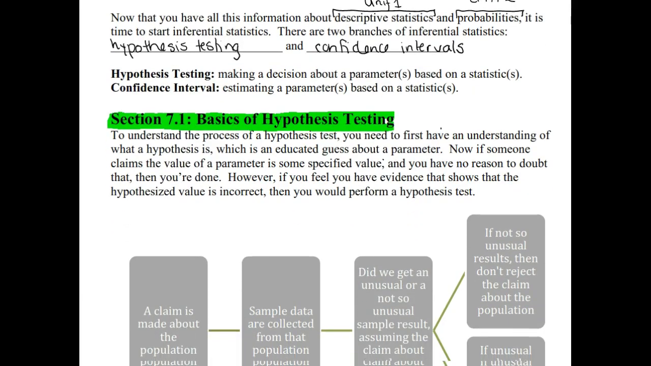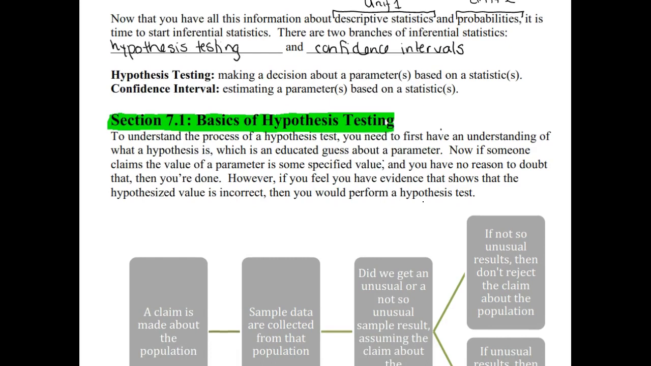So 7.1 is just going to focus on the basics of hypothesis testing. There are a lot of new terms in section 7.1, but they're actually words to identify pieces of this hypothesis test that we've already seen in the last couple chapters. We just didn't have these names attached to them yet. To understand the process of a hypothesis test, you first need to understand what a hypothesis is, which is just an educated guess about a parameter. So again, doing inferential statistics is basically making guesses, although educated, but still just guesses nonetheless.